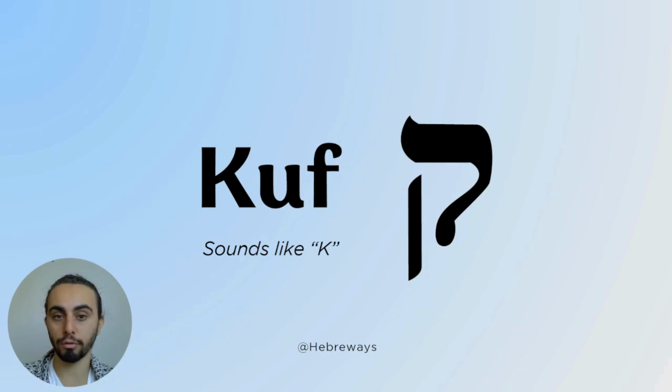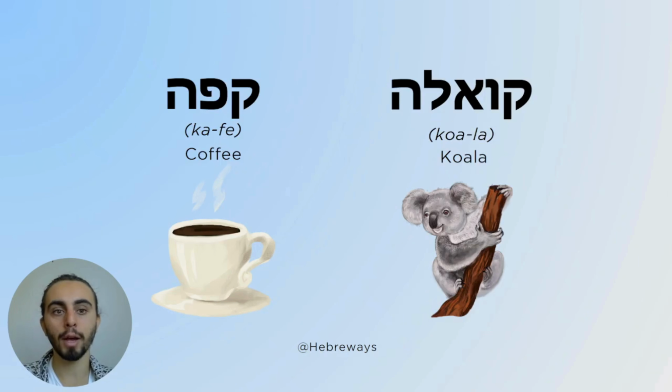We got kuf. Kuf is a more defined K. For example, we have koala. Very sweet animal. Cafe. Coffee. Koala, cafe, and so on. We'll see more examples in the future.